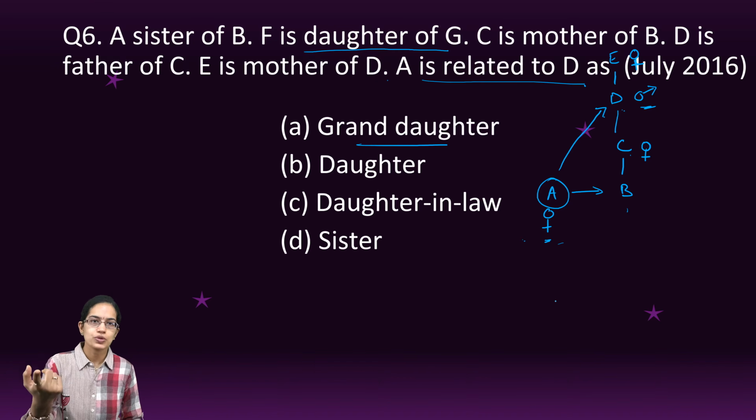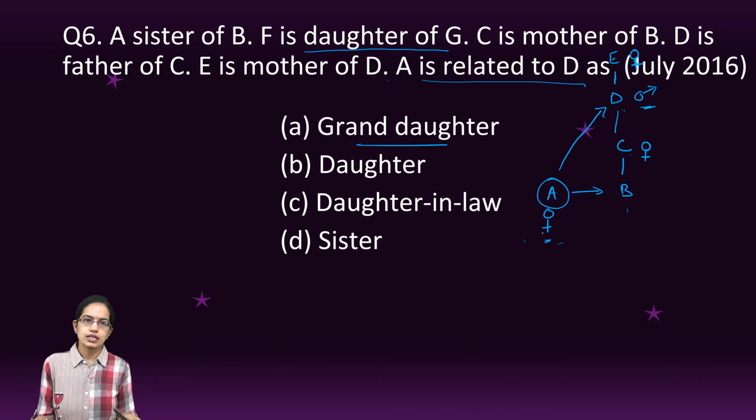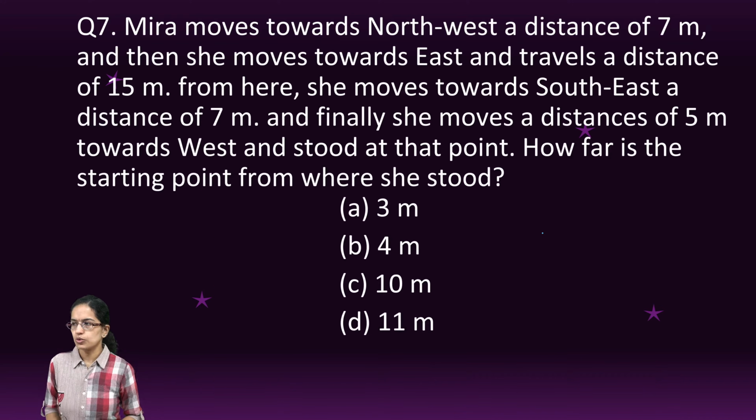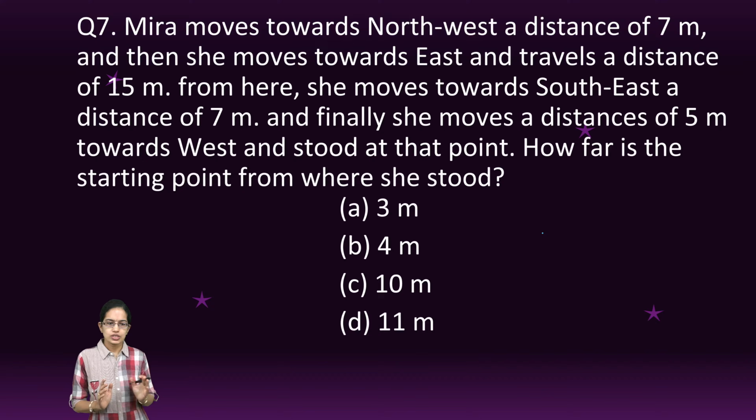And as I told you in the beginning, in the first question, a good idea is to keep a marker there. So while you are drawing the family tree, you just keep the markers, and that would help you sail through. The next question is again a question on a direction problem.